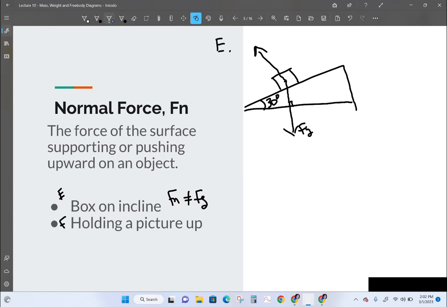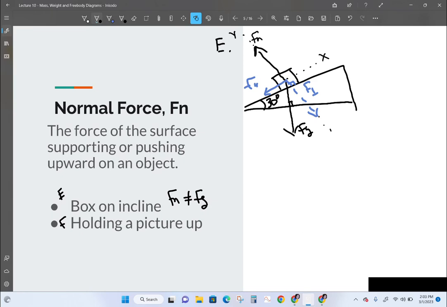But you do see that the weight can be resolved into a component that's perpendicular to the incline and parallel to the incline. And right now we're taking friction out of this simply because it makes it easier for us. So we have these forces. So what is Fn equal to? Well, we're going to rotate this around, and this is going to be the x-axis, and this is going to be the y-axis.